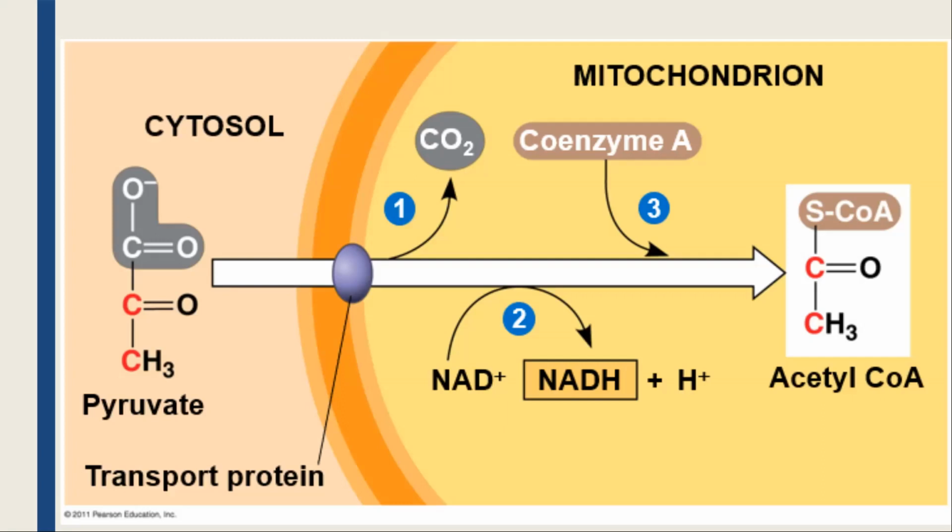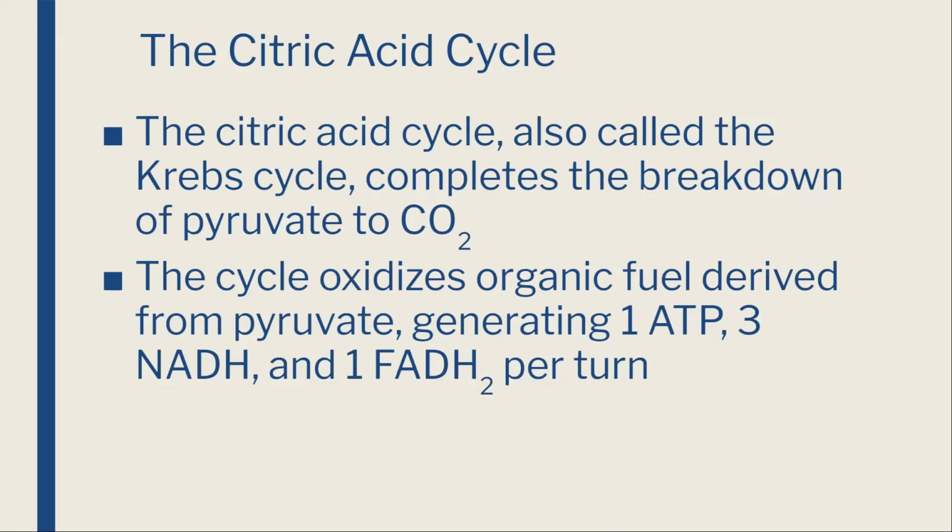Then the acetyl-CoA will go into the citric acid cycle, also known as the Krebs cycle. So in some diagrams you'll see it labeled as the Krebs cycle. In some diagrams you'll see it as the citric acid cycle. They're just two names for the same thing.